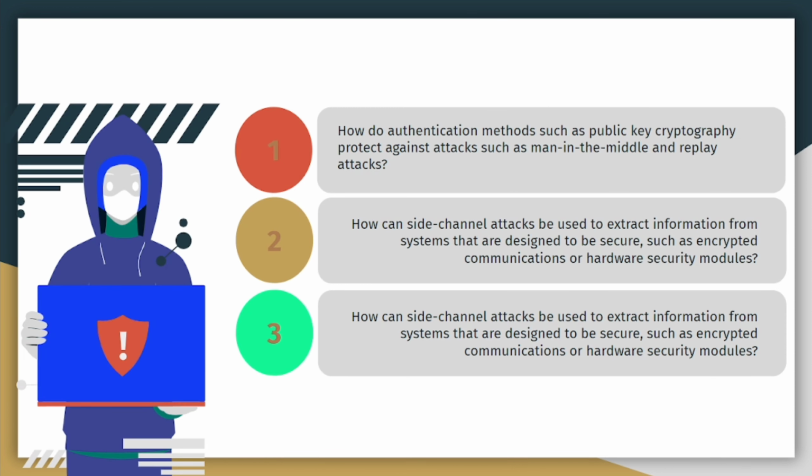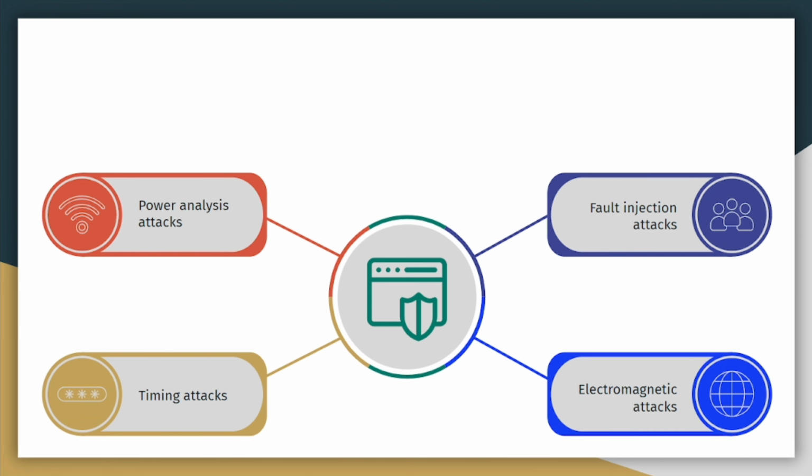The next question was, how can side channel attacks be used to extract information from systems that are designed to be secure, such as encrypted communication or hardware security modules? The answer is as follows. Side channel attacks are a type of attack that can be used to extract sensitive information from systems that are designed to be secure. These attacks take advantage of unintended side channel leaks of information, such as power consumption, electromagnetic emission, or timing information.